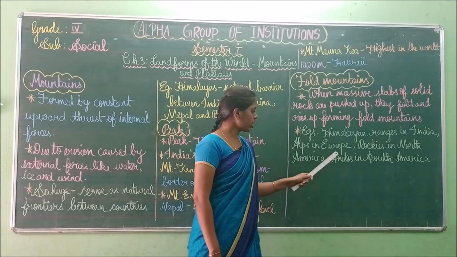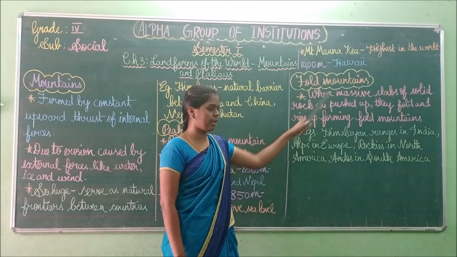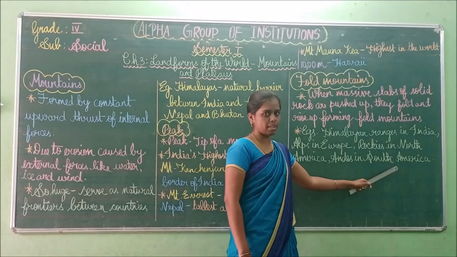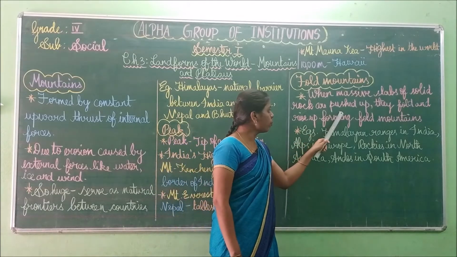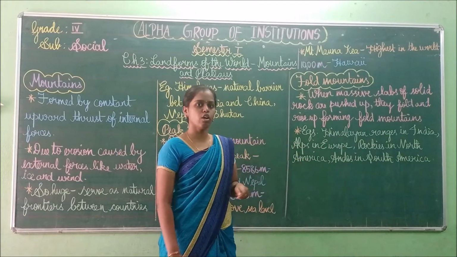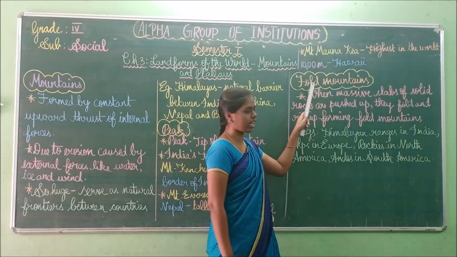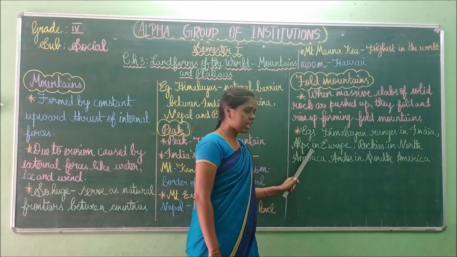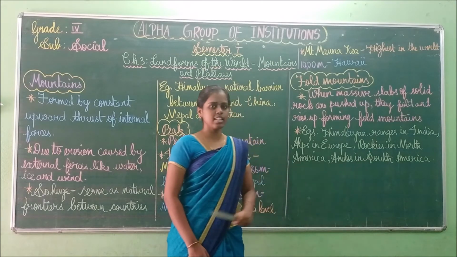Alps in Europe. In Europe there is a mountain range called the Alps. It is one example of fold mountains. Then the Rockies in North America, then the Andes in South America. These are all examples of fold mountains. Because of the push up of these massive rocks, folds are formed, so these mountains are known as fold mountains. For example, the Himalayan ranges in India, Alps in Europe, Rockies in North America and Andes in South America.